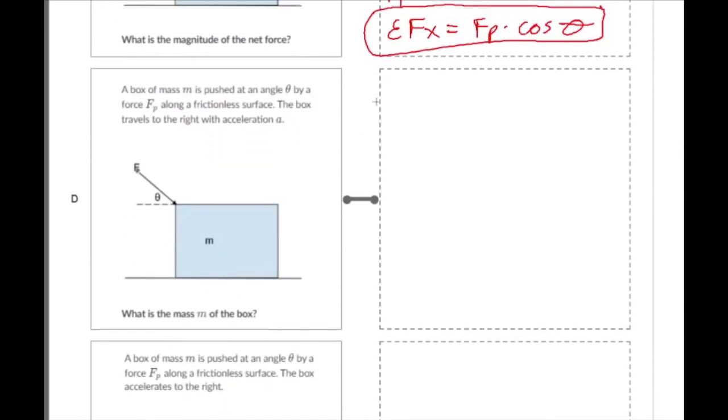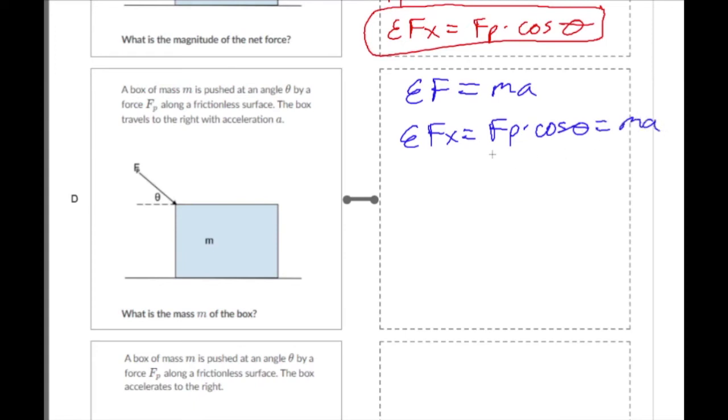So here's our next one, a box of mass m, same thing as before. What is the mass of this box? Well, we did this up above, and in order to find out the mass of the box, we need to use our net force equation, because we know that net force equals mass times acceleration. We just solved for net force, and we said that net force in the x direction is equal to Fp times cosine theta. So that is also equal to mass times acceleration.